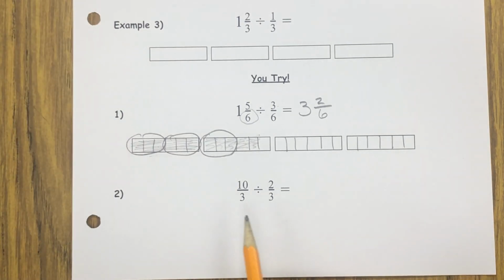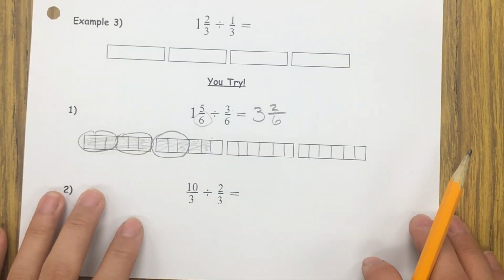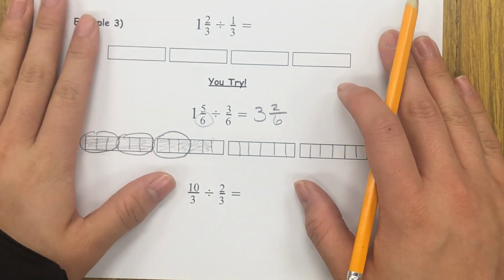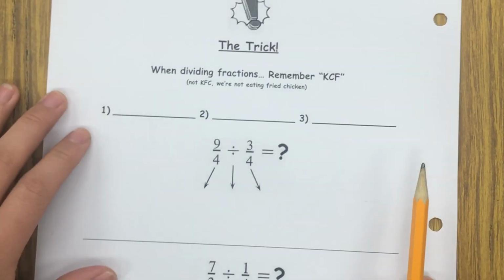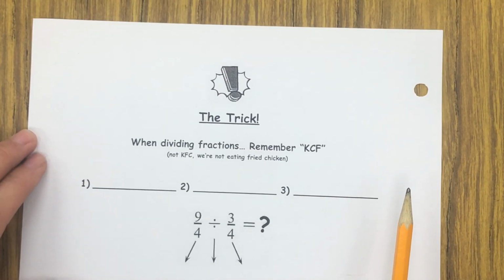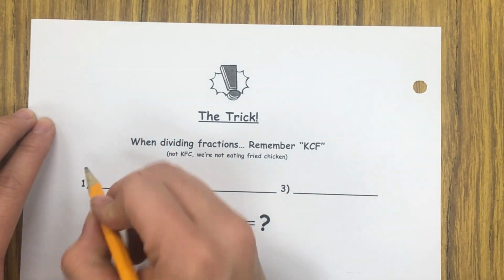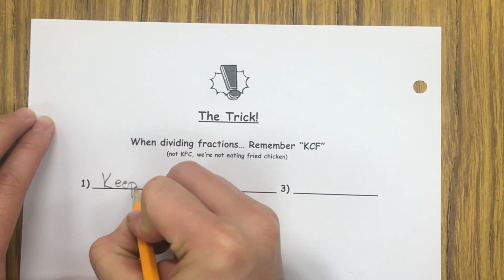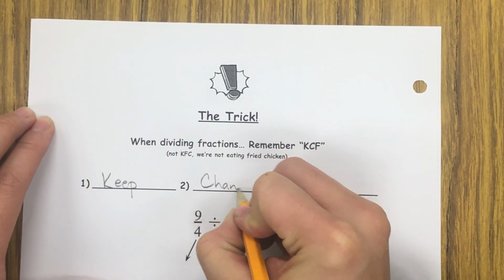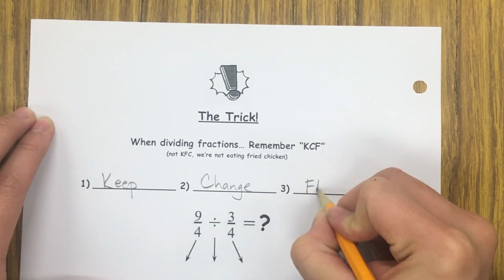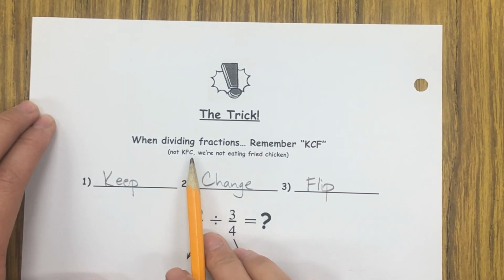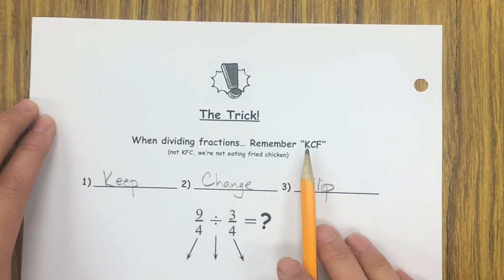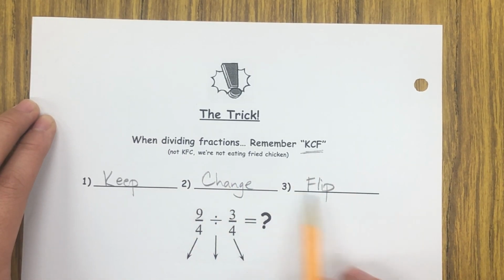Okay? Now, with dividing fractions, just like most things we do, there is a little trick. You might have been able to observe it here, but this is the trick. When we are dividing fractions, we want to remember KCF. That stands for keep, change, and flip. Okay? And I kind of joke around that we are not talking about KFC. We're not eating fried chicken. It's KCF, okay? Keep, change, flip.